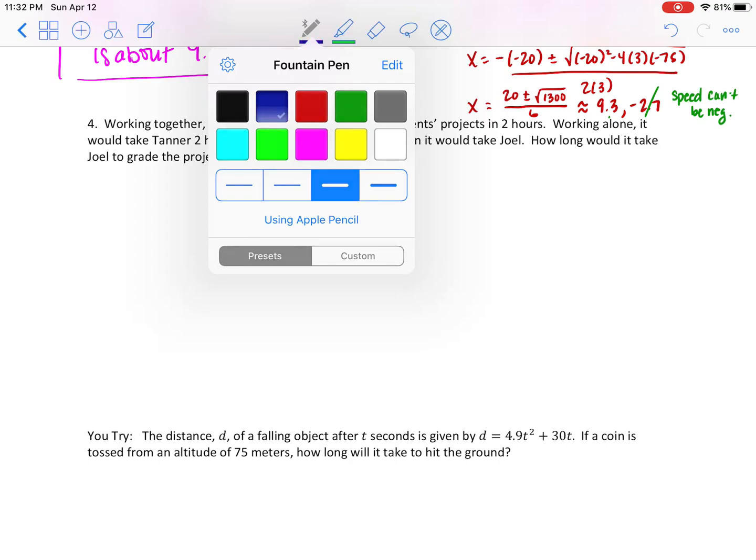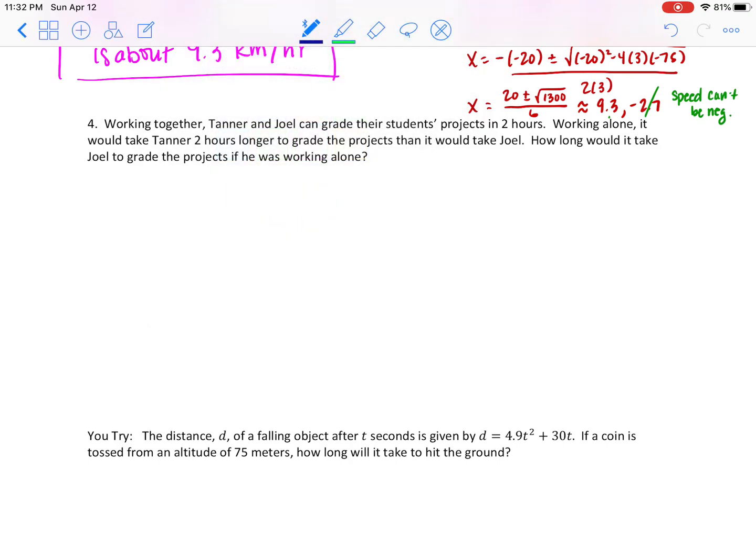This is a work rate problem. So we have Tanner and Joel can grade their students' projects in 2 hours. Working alone, it would take Tanner 2 hours longer to grade the projects than it would take Joel. How long would it take Joel to grade the projects if he was working alone? So Joel, working alone, don't know. I'm going to call that X.